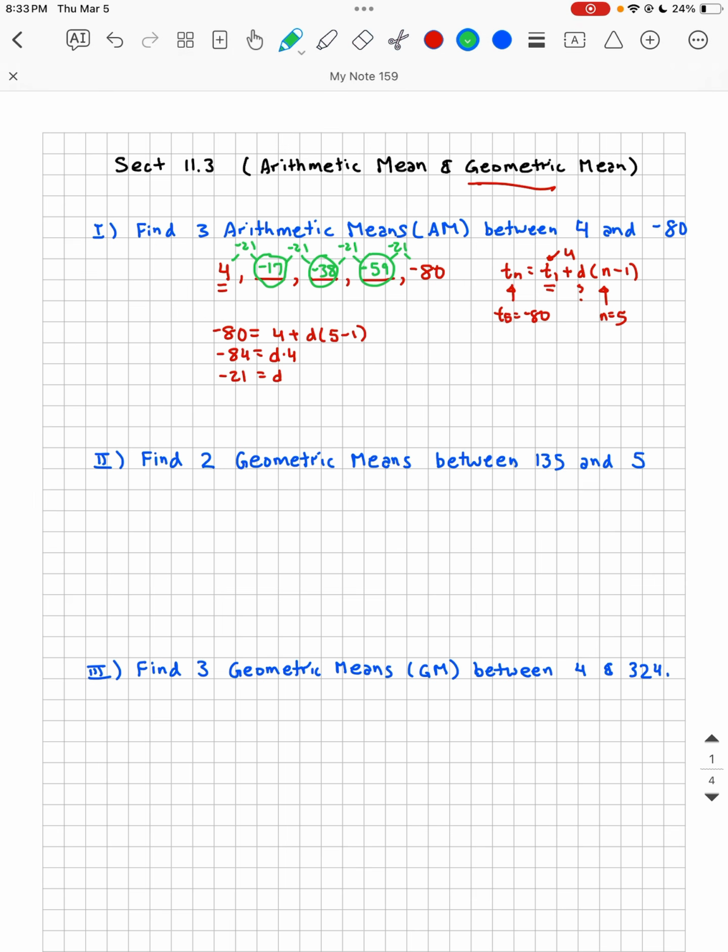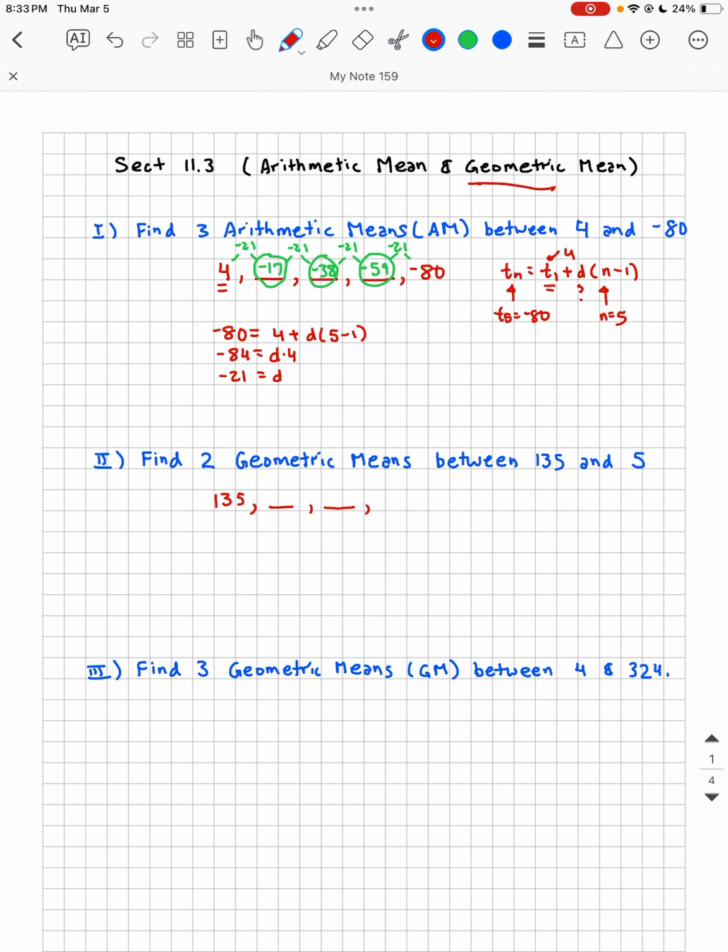Now, in the case of a geometric mean, it's the same idea, but we're just referring to a geometric sequence. So in the next problem, I want to find 2 geometric means between 135 and 5. If we were to write it out just like before, I'm going to say 135 is the first term.